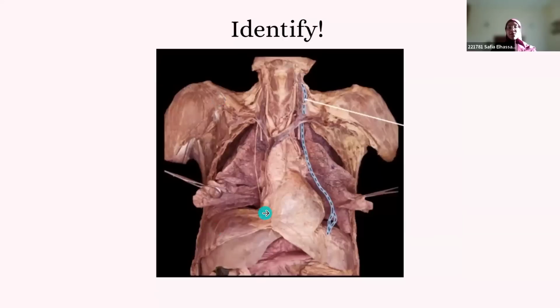Okay, can you identify this structure and also tell me the nerve that innervates it? The structure right here. Yes, so this is the fibrous pericardium, and it is innervated by the phrenic nerve.